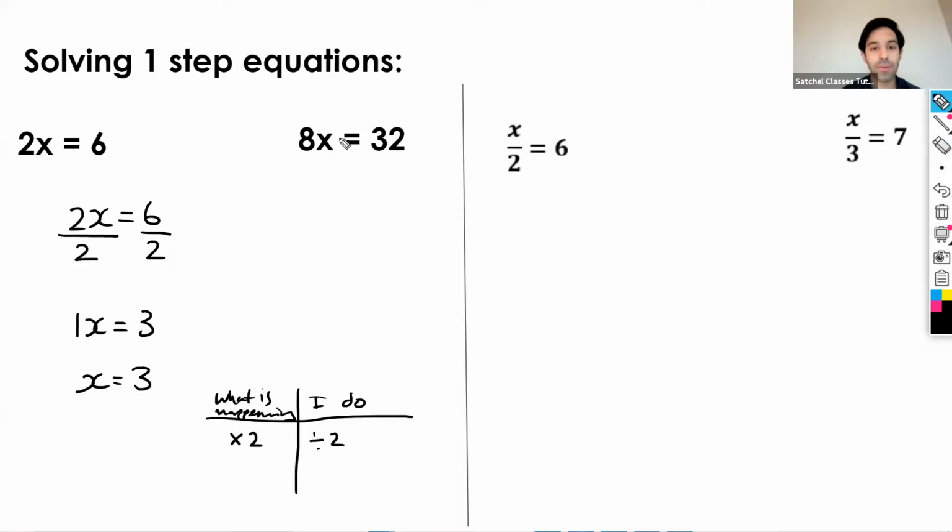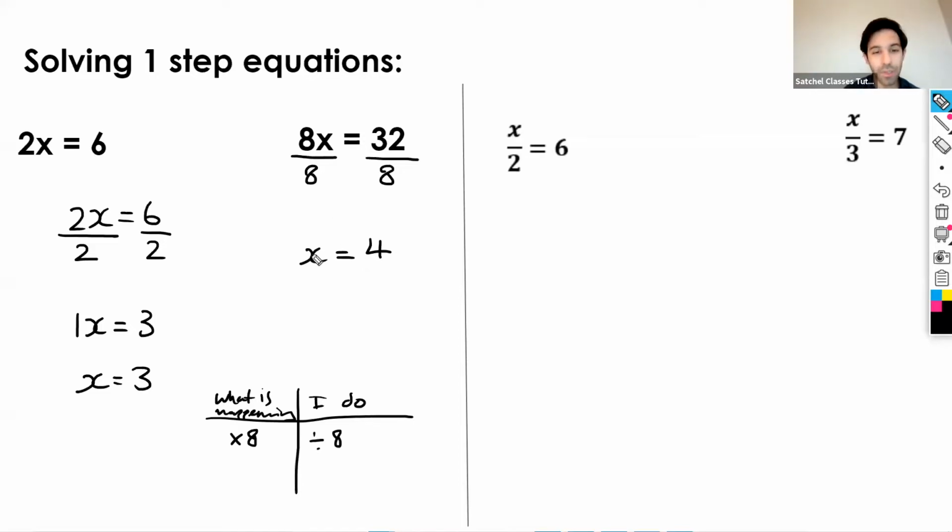All right, so let's try this example. Again, you can pause the video if you want and have a go at this, but what's happening to x? Well, we're multiplying x by 8. So the opposite or the inverse operation of multiplying by 8 is to divide by 8. So I need to divide both sides of the equation. Don't forget, it's always both sides. Whatever you do to one side, you have to do to the other side as well. So 8 divided by 8 is 1, so we're left with 1x, and 32 divided by 8 is going to be 4. So x is equal to 4.